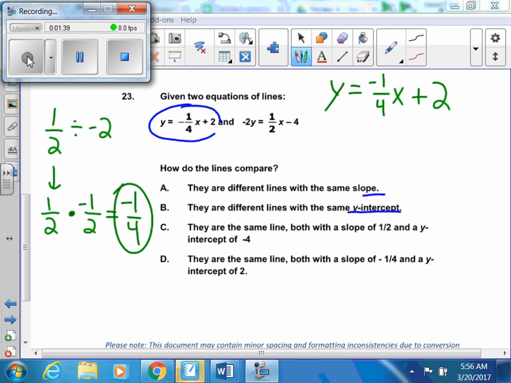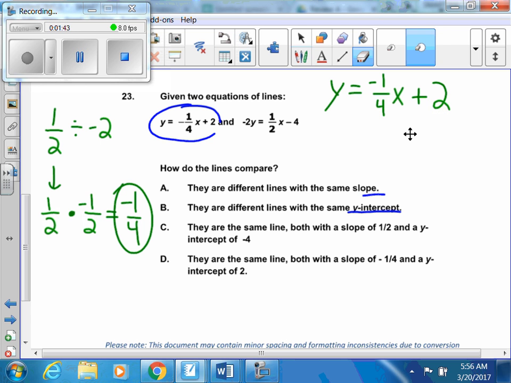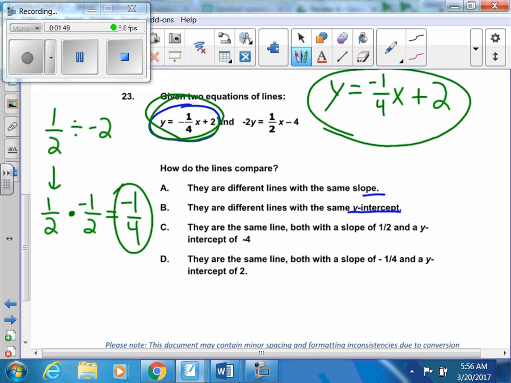Okay. So how does this equation here compare to this equation right here? Same slope, same y-intercepts. Looks like they're the same line. So they are different lines, the same? That's not right. Different lines? No, they are the same line. So it's either C or D.